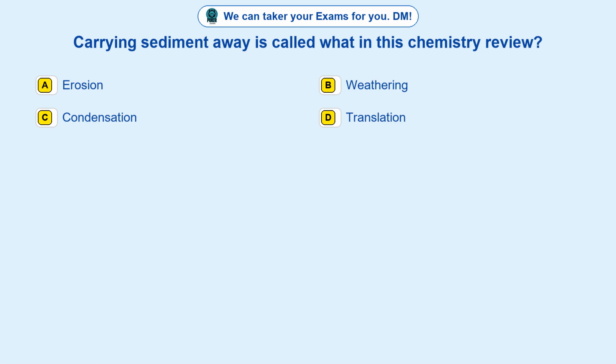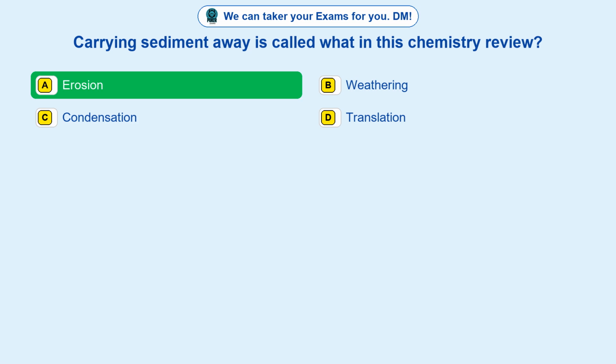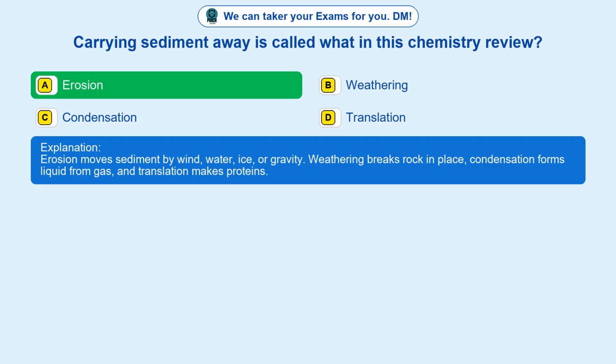Question 82. Carrying sediment away is called what in this chemistry review? Option A, erosion. Option B, weathering. Option C, condensation. Option D, translation. The correct answer is option A, erosion. Erosion moves sediment by wind, water, ice, or gravity. Weathering breaks rock in place, condensation forms liquid from gas, and translation makes proteins.